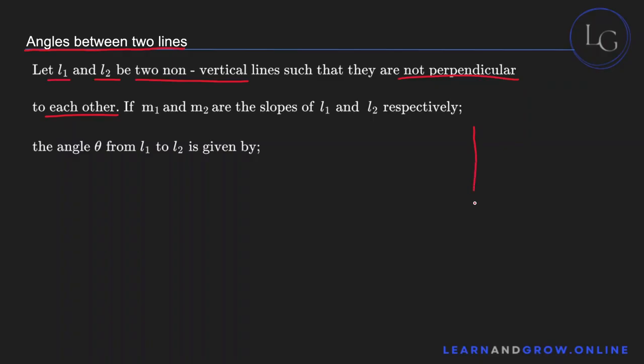So let's just draw a coordinate axis. So this is the y-axis, this is the x-axis, and two non-vertical lines which are not perpendicular to each other. So let's say this is line L1 and let's say this is line L2. Okay, now there will be an angle between these two lines. Okay, and you need to see which angle you have to deal with.